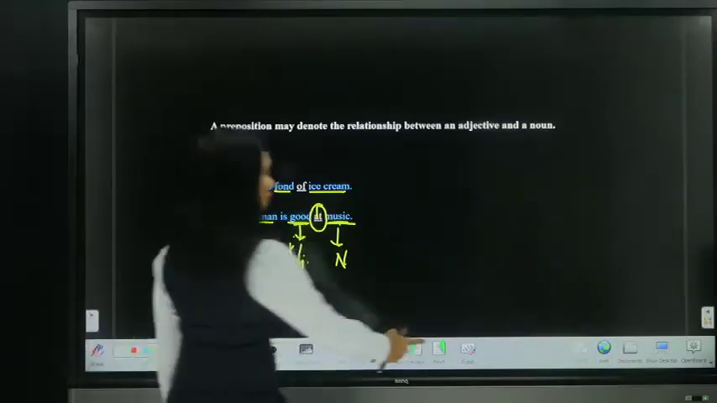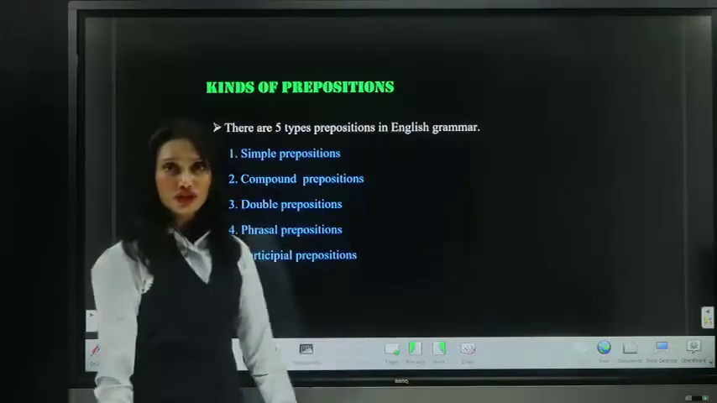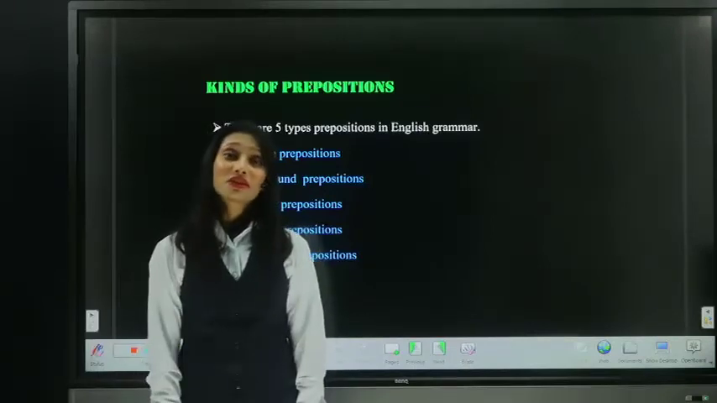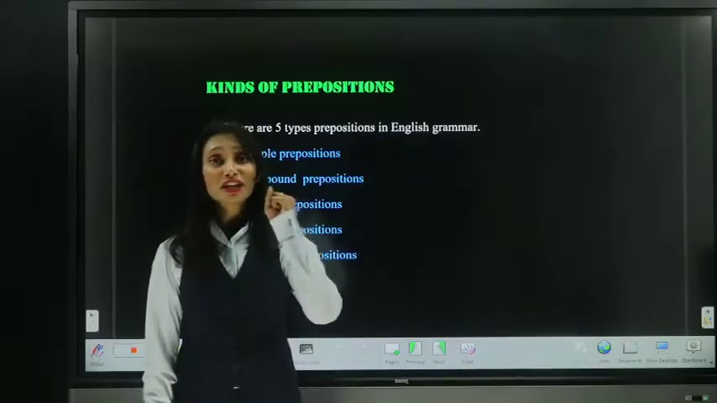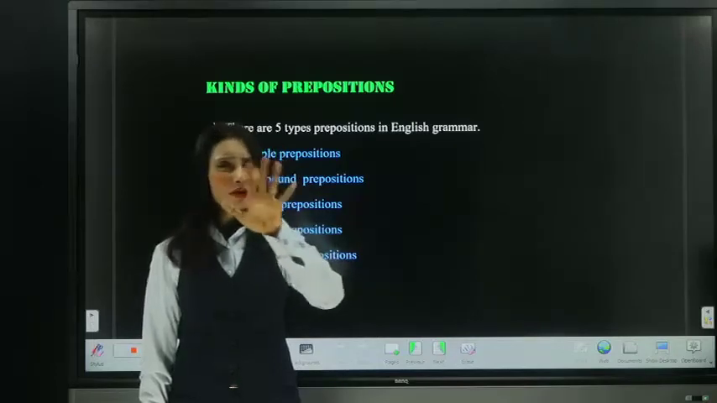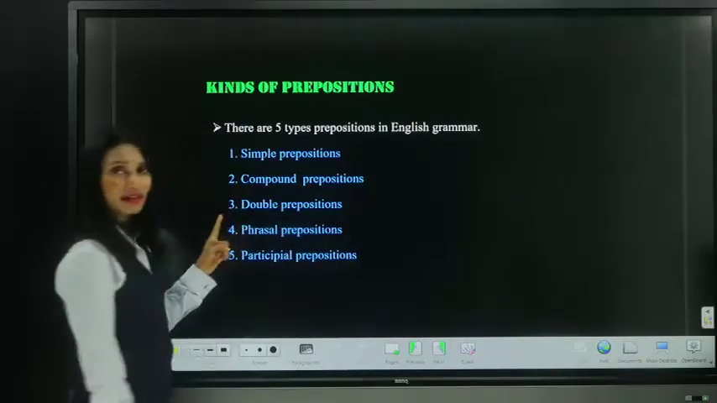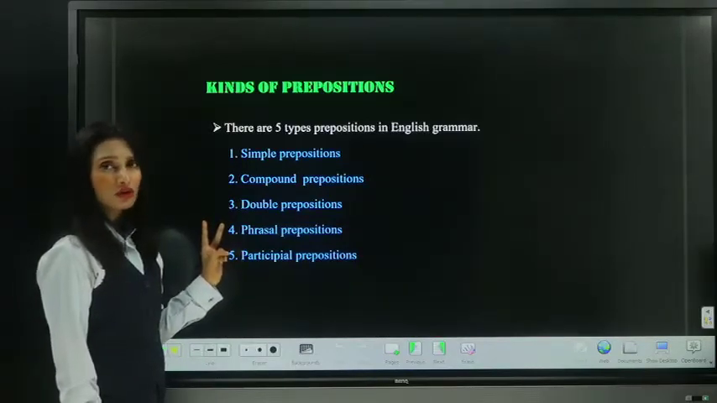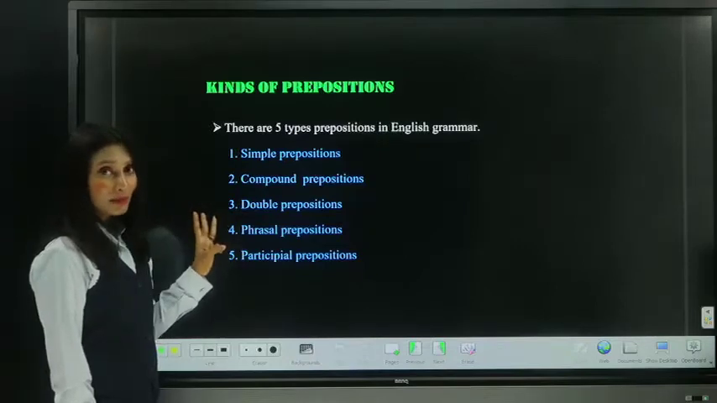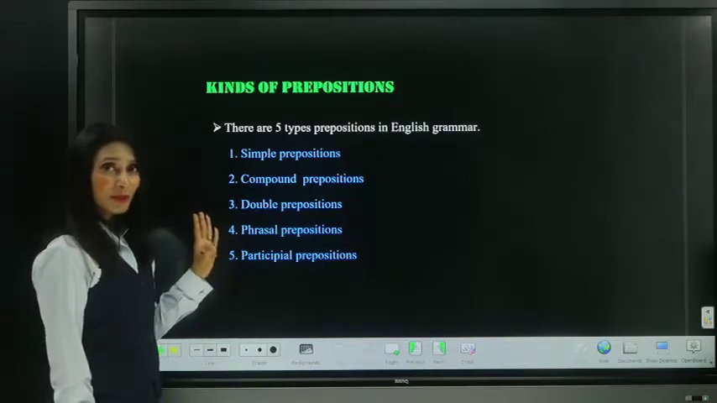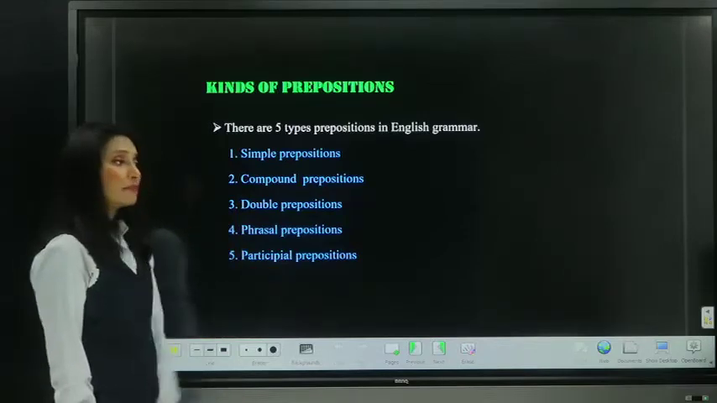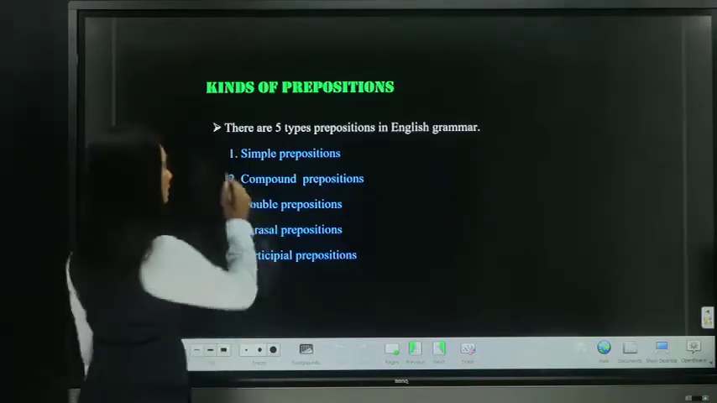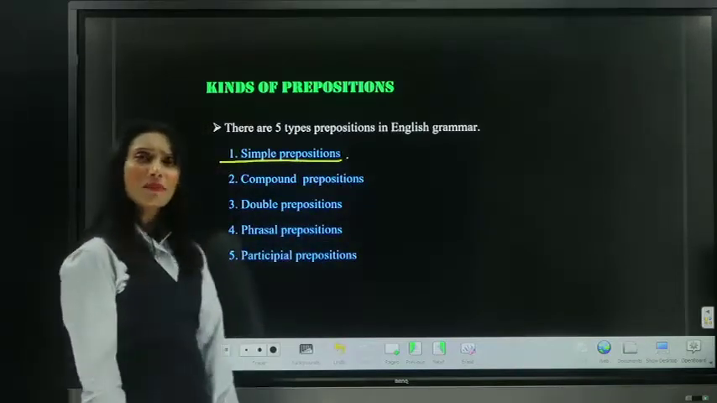Now let's move on to the next one. Kinds of prepositions. There are many prepositions, right? 200 plus. So these prepositions are classified into 5 types. They are: 1. Simple preposition. 2. Compound preposition, which we can also call complex preposition. 3. Double preposition. 4. Phrasal preposition. 5. Participle prepositions. So let us see one by one. The first one, simple prepositions.